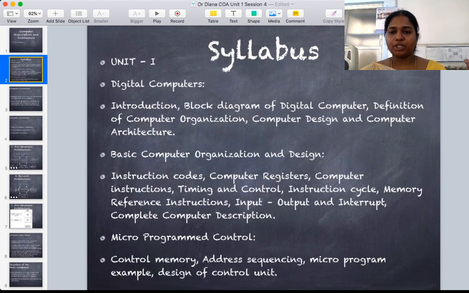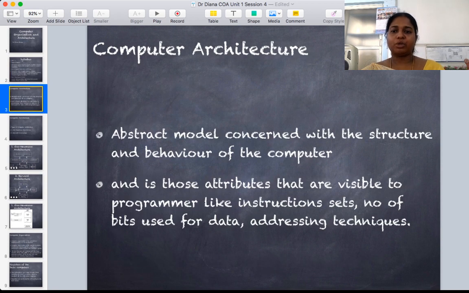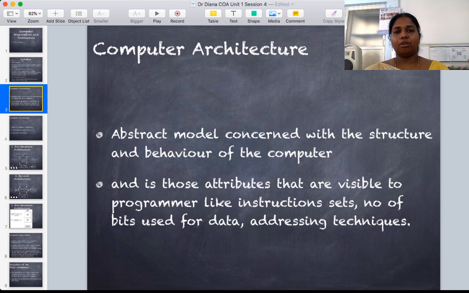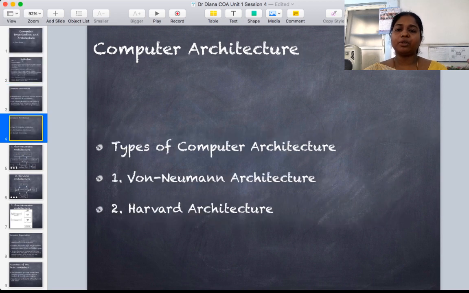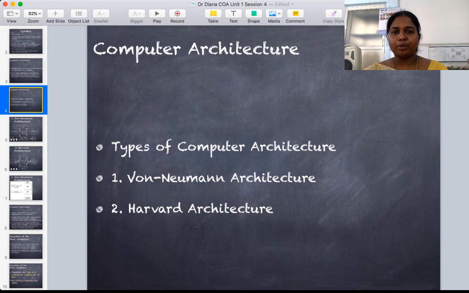We started with Unit 1, where we had the description of a basic computer design. We have looked into the difference between computer architecture and organization. Architecture is the abstract model of the computer that you design, so it's only a design view of the computer. We've seen that computer architecture is of two types. The first one is the von Neumann architecture and the second one is the Harvard architecture.